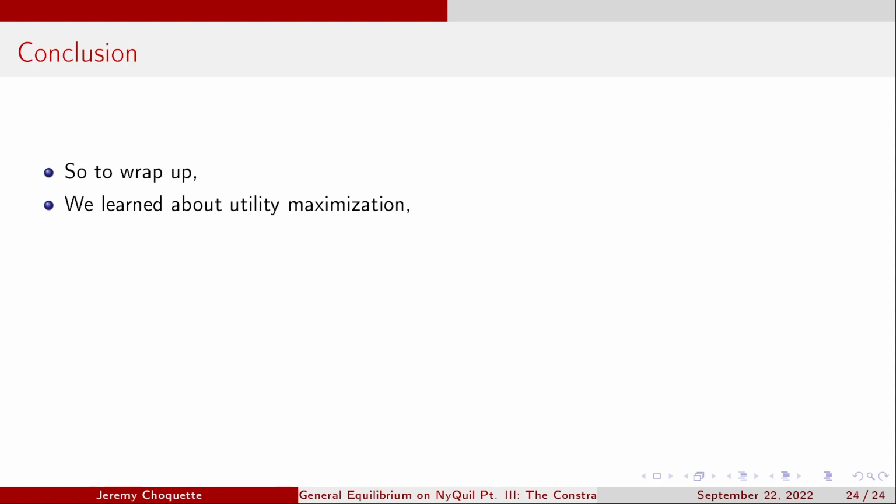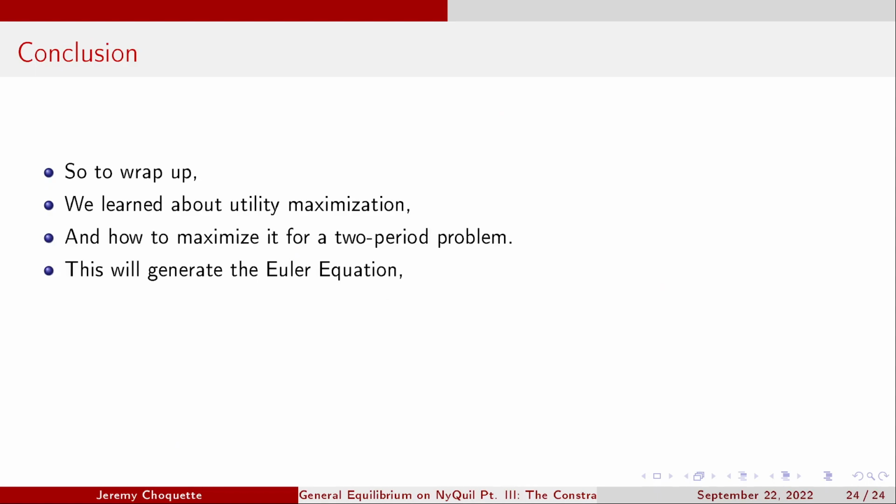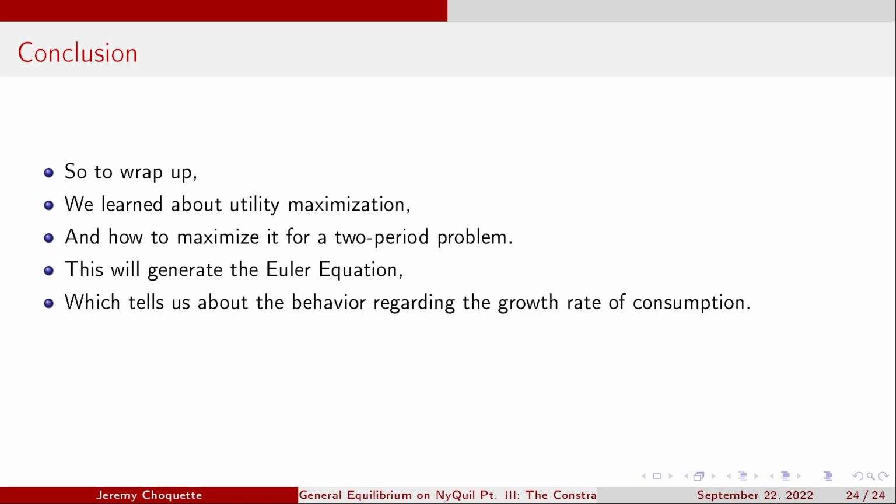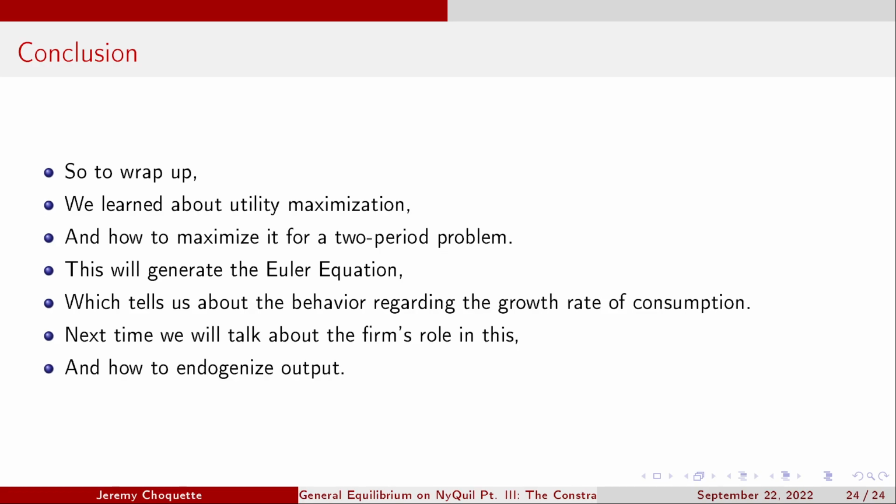So to wrap up, we learned about utility maximization. We learned how to maximize it for two-period problem. It generates the Euler equation, which tells us about the behavior regarding the growth rate of consumption. Now, the next time we meet, we're going to talk about the firm's role in this and how we can endogenize output. That's where the stuff gets really, really cool, and that's where we go from just kind of like a dynamic optimization to like an actual dynamic general equilibrium.